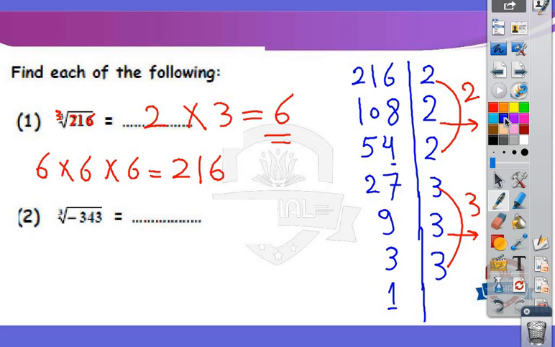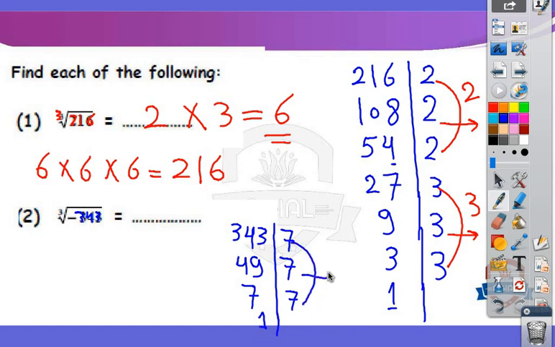Number 2: what is the cube root of minus 343? Okay, so we have here 343. Can you divide 343 by 3? No, it's a decimal number. I need a whole number. 343 divided by 7 is 49. Divided by 7, it will be 7. Divided by 7, it will be 1.